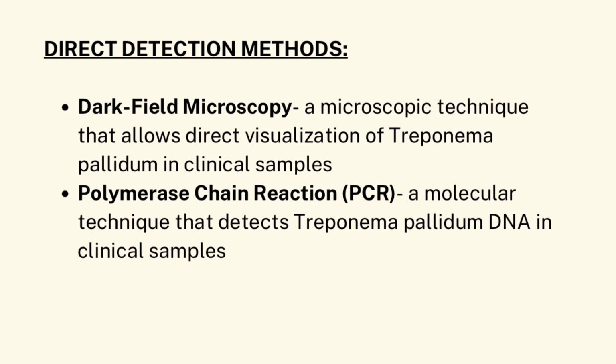Polymerase chain reaction is a molecular technique that detects Treponema pallidum DNA in clinical samples. So the DNA is extracted from the clinical samples and specific regions of Treponema pallidum DNA are amplified using PCR. The presence of amplified DNA is detected using gel electrophoresis or other detection methods. It is highly specific and sensitive, but it is not widely used in routine practice.